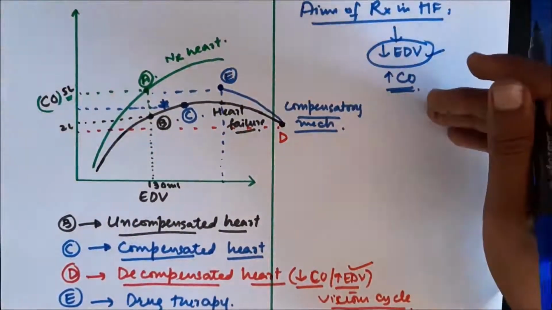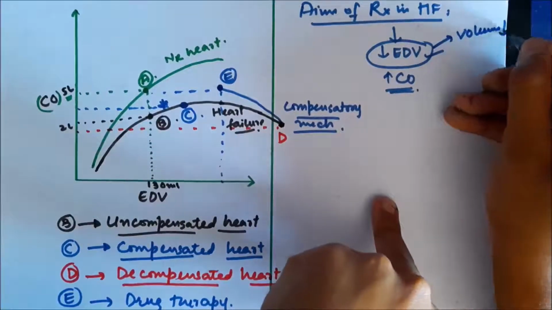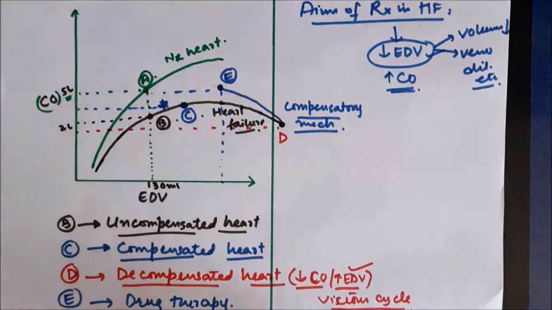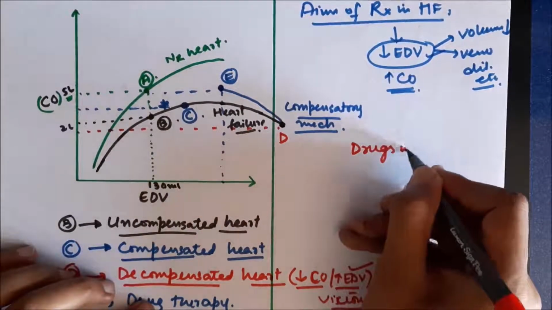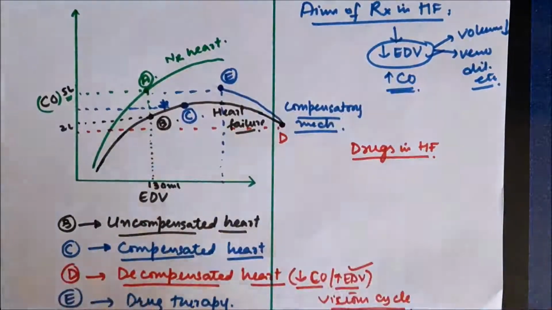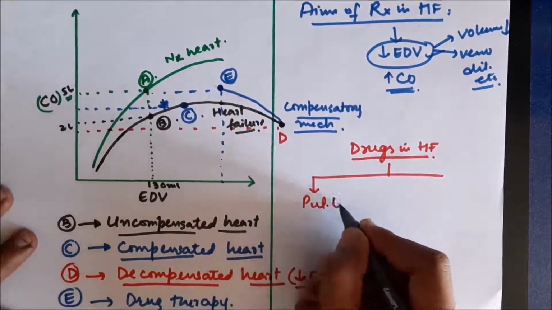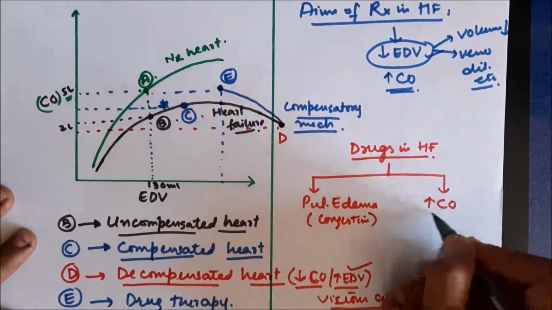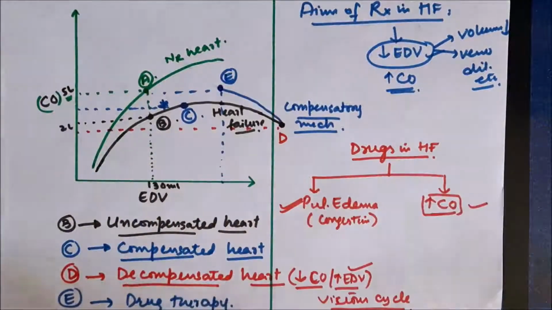End diastolic volume can be decreased by decreasing the total body fluid volume. That's by decreasing volume, so we can use diuretics, etc., and we can use venodilators to decrease end diastolic volume. Cardiac output can be increased by using inotropic drugs, which will increase the force of contraction of the heart. So, drugs which are used in heart failure: first, the drugs that we use are to treat pulmonary hypertension, pulmonary edema or pulmonary congestion, and then we use drugs to increase cardiac output, or inotropic drugs. We'll discuss these drugs in detail in the next section.